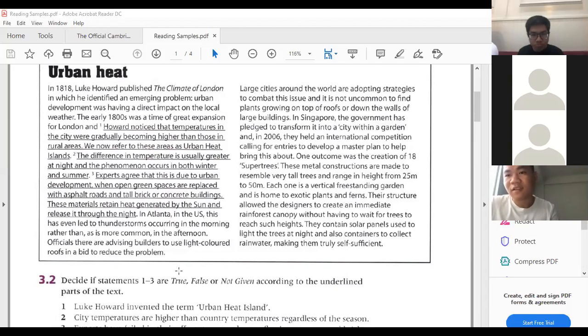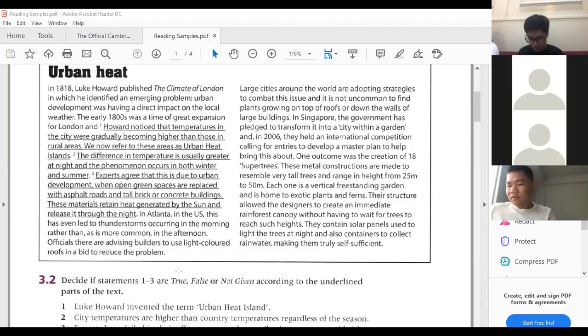So do we have anything that mentions the designer's original plan? Is there anything? I didn't see what originally. We don't see any plan, right? They don't mention how they actually plan to plant real trees, so it's not given. Thank you. So it's not given.